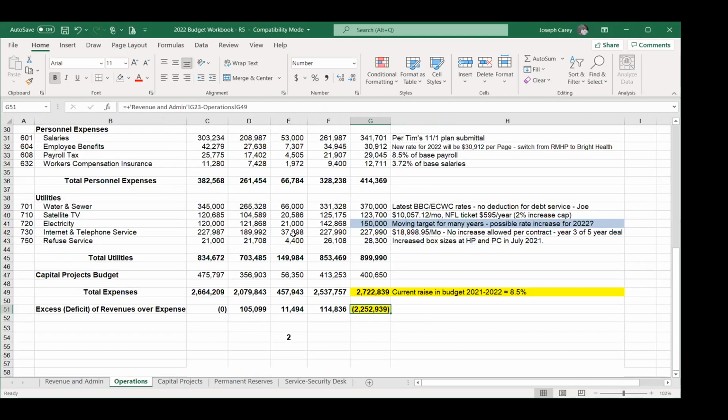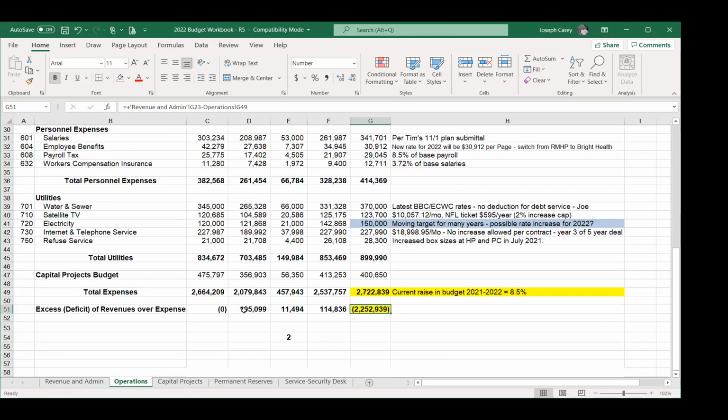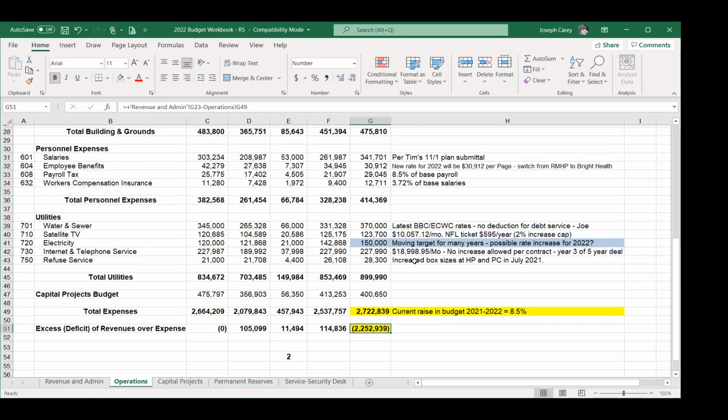Something's missing. Because that's not that much different from last year's 2,252. It's actually less than. I'm going to have to go through this and figure out where we missed something. Something didn't get done right.